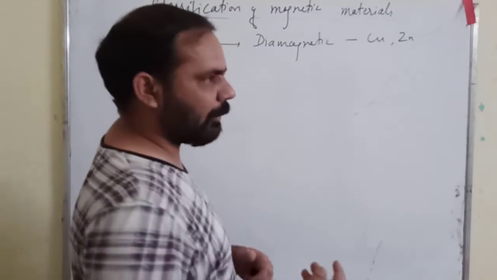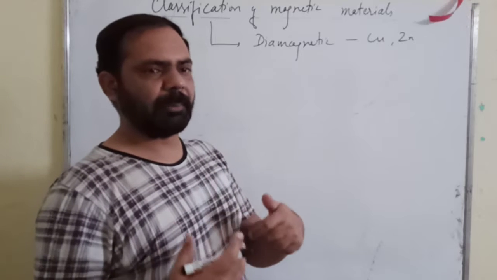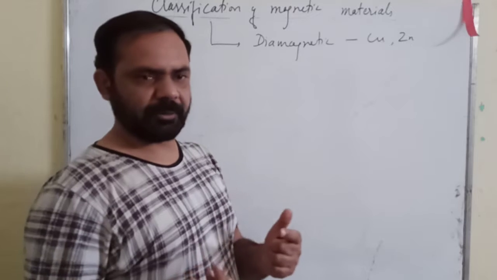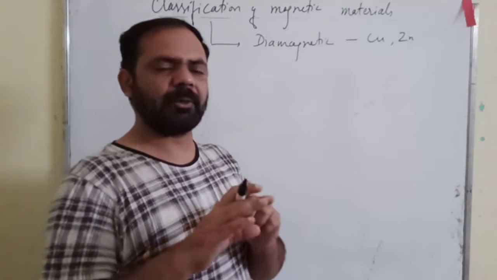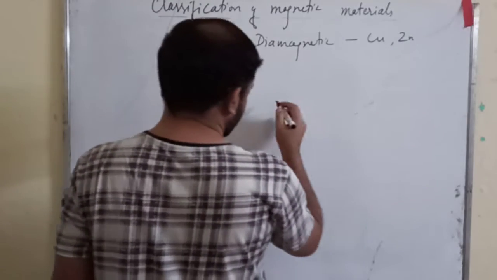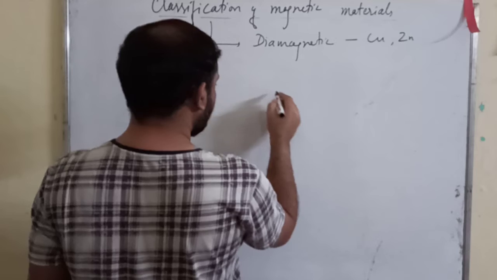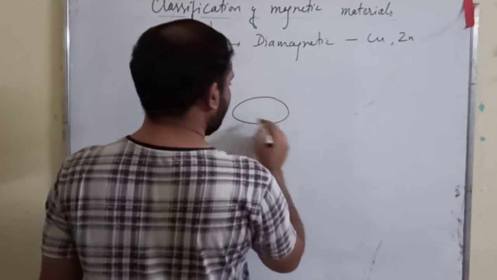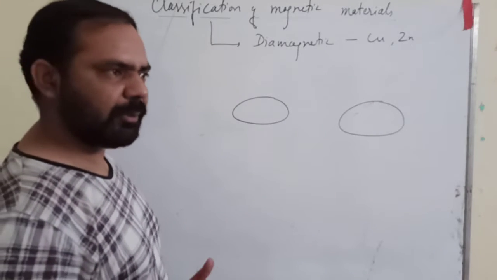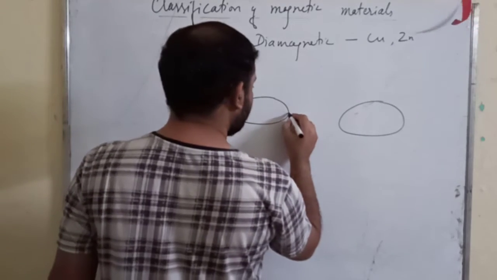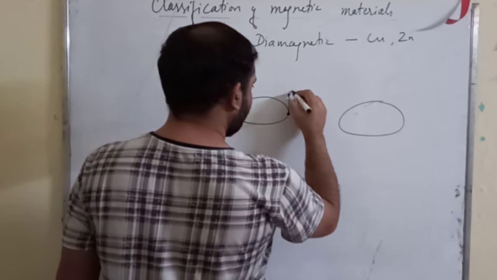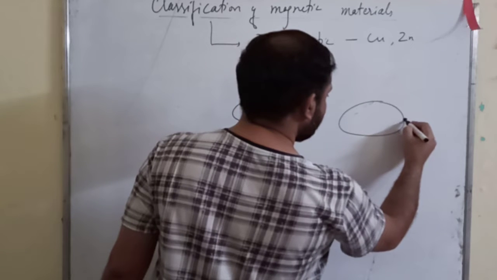Okay, this behavior of diamagnetism will be shown by the atoms which generally have paired electrons. Okay, they don't have any unpaired electrons. They have all the electrons paired. So let us suppose that we have an atom in which there is a pair of electrons. Okay, and in that pair of electrons, one electron is moving in this direction, and the other electron is moving just opposite to it.